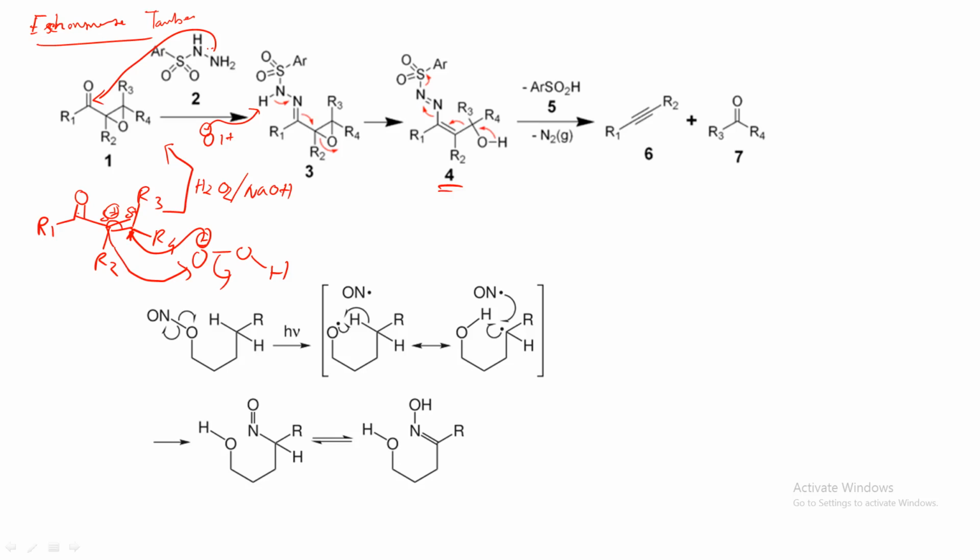From here, what is happening? Here you can see when this kind of N=N double bond is there, and this is a very good leaving group.